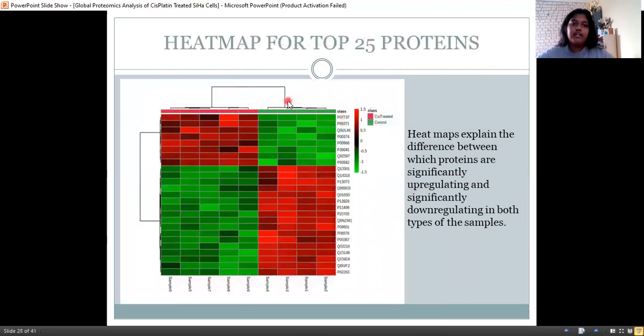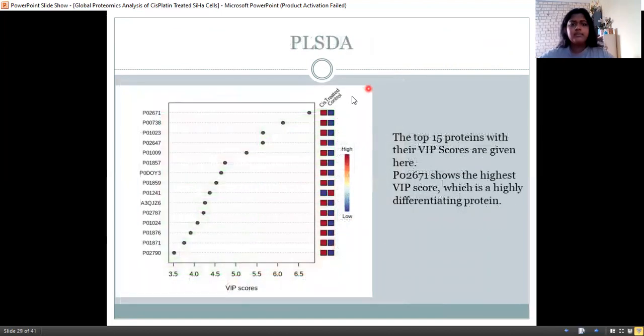So this heat map is for the top 25 proteins, and this explains the difference between which proteins are actually significantly upregulating and significantly downregulating in a comparison between both types of samples. So here we can see which ones are upregulated and which ones are downregulated. It's a very beautiful way of observing our proteins. And this was my PLS-DA VIP scores.